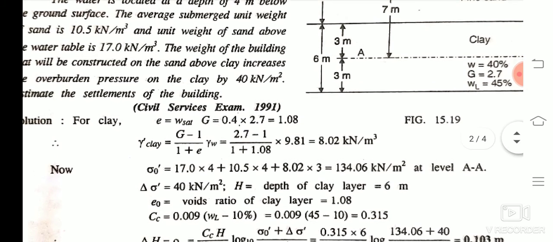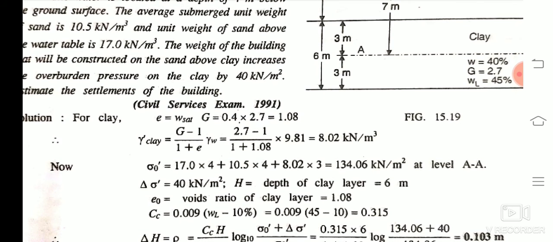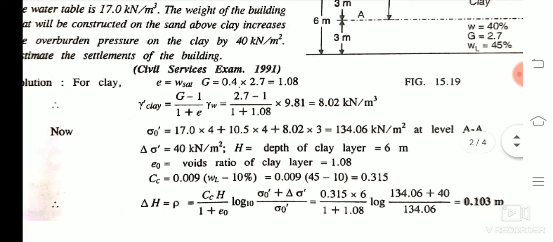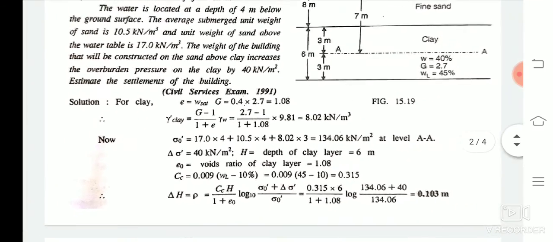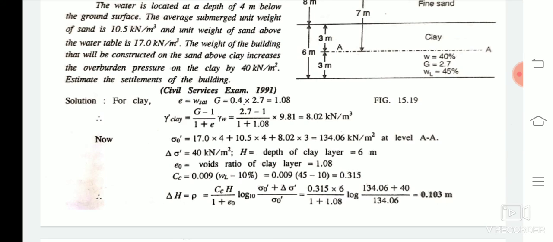So what is the overburden of the clay layer in the middle, in the middle of the 6 meter layer? It will be 8.02, that is the unit weight of the clay, multiplied by 3. So here we can get the overburden pressure as 134.06 kilonewton per meter square at section AA. The increase in pressure has already been provided in the numerical as delta sigma dash equal to 40 kilonewton per meter square.